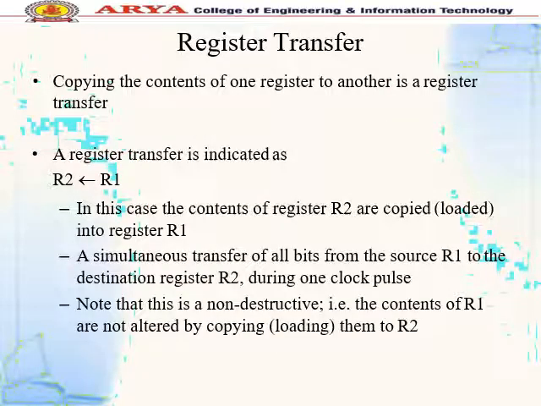Register transfer. Copying the content of one register to another is a register transfer. A register transfer is indicated as R1 → R2. It means the content of R1 is transferred to register R2. In this case, the content of register R1 is copied, loaded into register R2, a simultaneous transfer of all bits from the source R1 to the destination register R2 during one clock pulse.